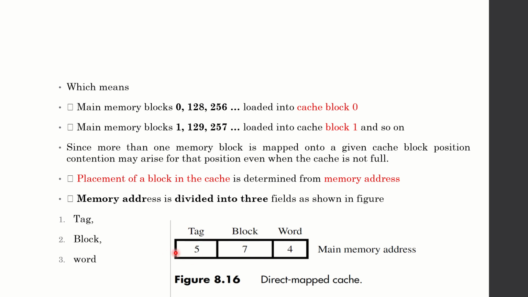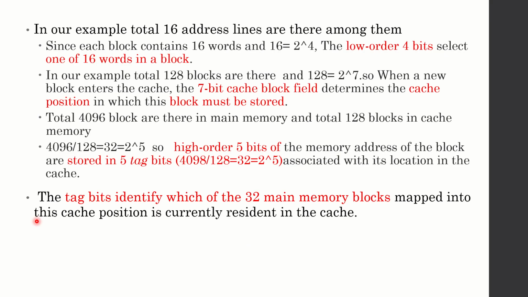The next part is the most significant bits, which are used for specifying the tag. How will you get the tag field? We know that 4096 total blocks are there in main memory, and in the case of cache memory only 128 total blocks are there. So we divide 4096 by 128, then we get 32, and 32 is equal to 2 to the power 5. So the higher order 5 bits are used as the tag bits, the tag field.